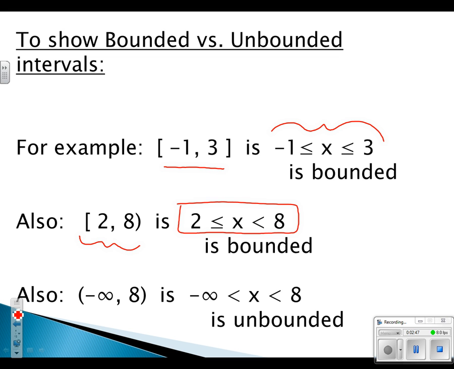The third one up on the board here, -infinity to 8. Means there is no end to the bottom of this interval. It's going to trickle off into -infinity, and then it will go up as high as, but not including the 8. So you can see it written both ways there, interval notation as well as with the inequality symbols.